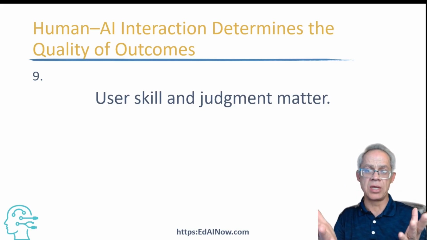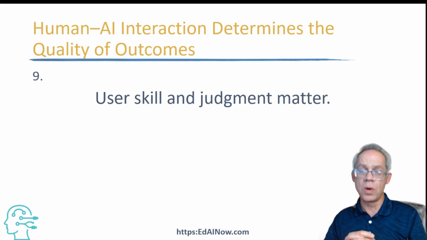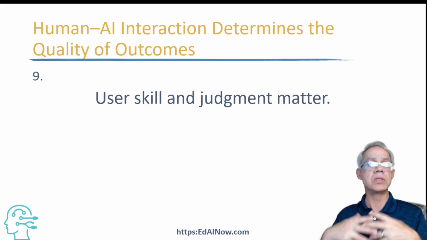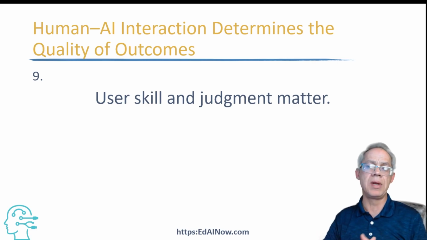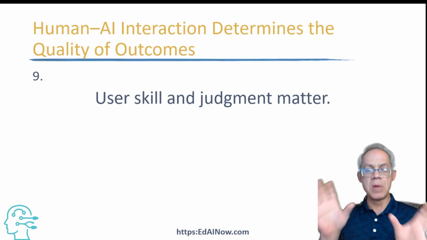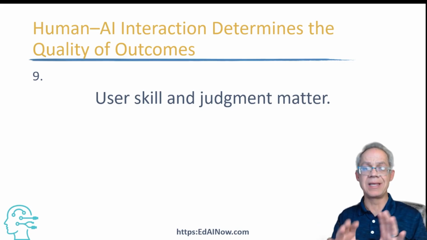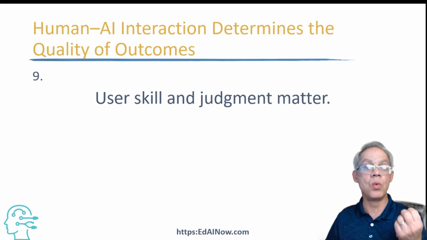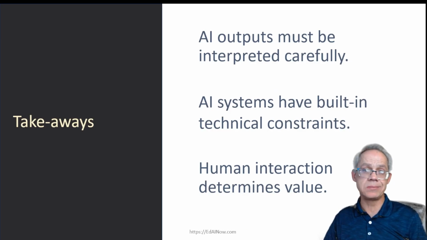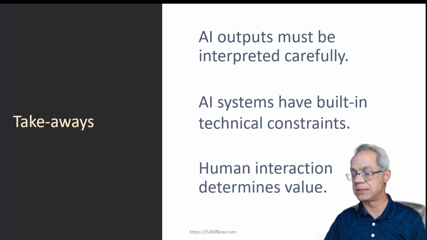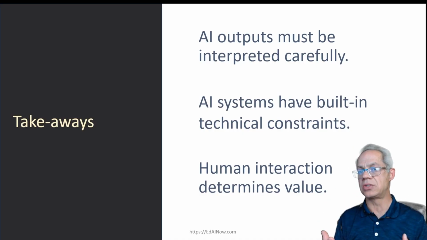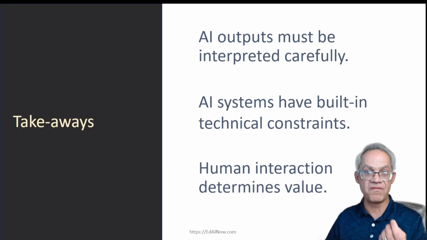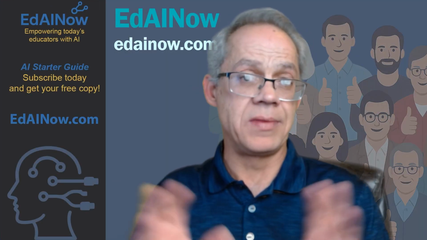Ultimately, it's on you. It's on the user. Your skill in using the AI and your judgment and your thinking that you bring to the table is going to be the most important aspect and condition for using AI well. So our big takeaways: you've got to look at outputs carefully. You have to recognize that they have constraints and that we have to work around them or take them into the process. But ultimately, it's the way that you're interacting which is going to determine the value that you get.